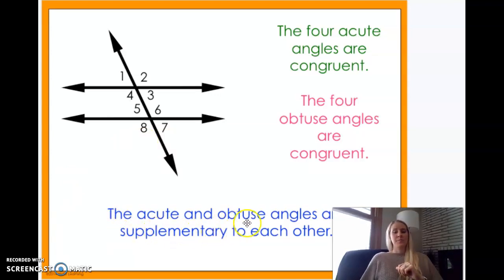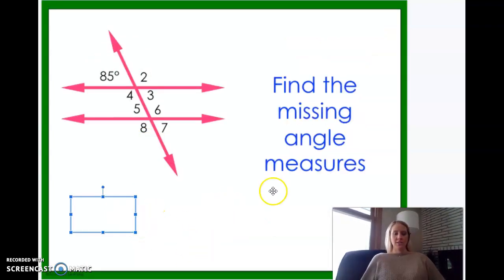The acute and the obtuse angles are supplementary to each other. So this acute angle and this obtuse angle are supplementary, meaning they equal 180 degrees, which would make sense because this is a straight line. But that would also work this way. So this acute angle and this obtuse angle would also form a supplementary angle, or 180 degrees. So all the different angles we've learned kind of all come together in this one situation, these parallel lines cut by transversals. All right, so let's try one together.